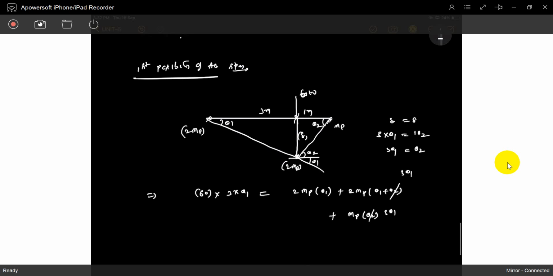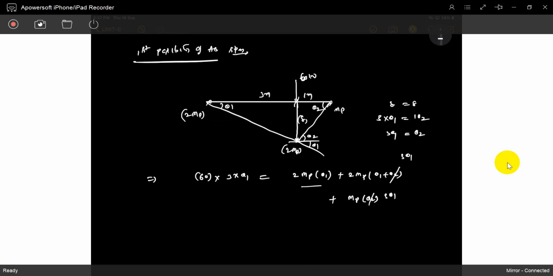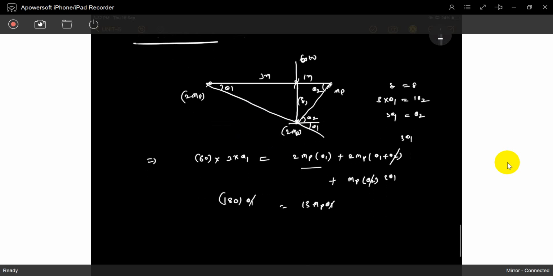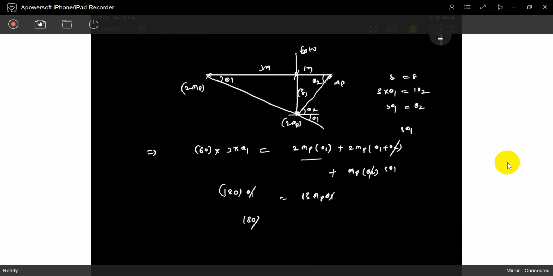So 2 plus 3 plus... 8, 11, 13. 13 MP theta 1 equals 180 theta 1. So theta 1 cancels. What is MP? MP is 180 divided by 13, which is 13.846 kilonewton meter.